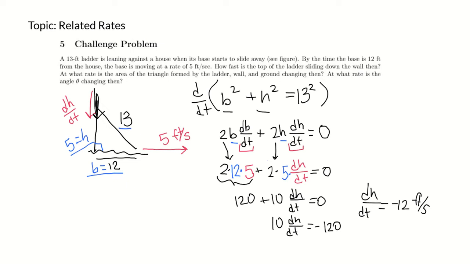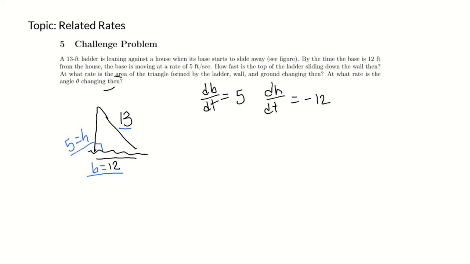Okay, so now that we have dH dt, that's the first part of the question, we want to know at what rate is the area of the triangle changing. So to do that now, let's use the area formula. So area of a triangle is half the base times the height. And then we're going to find the derivative of this with respect to time.